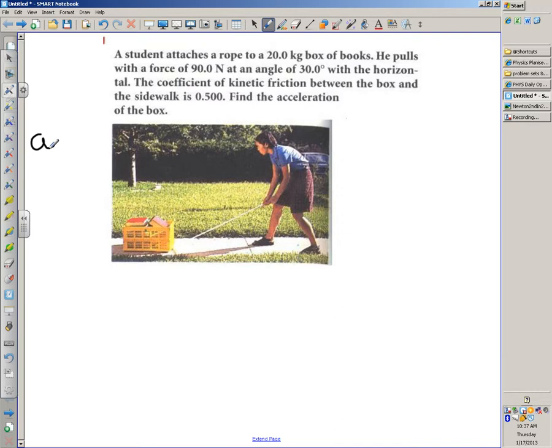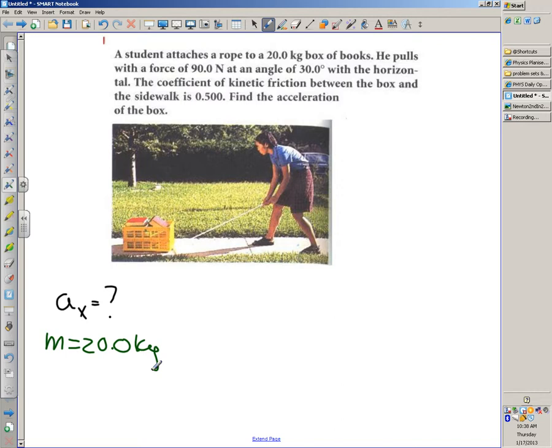So instead of just acceleration, let's make it a little more specific: acceleration along the x-axis. That is our unknown in this problem. All right, I'm going to take this down here. Lots of things that we know. What's one thing that we know in this problem? They gave us the mass of these books. The mass of these books is 20 kilograms. But let's just do the stuff in the problem first. So what else did they give us?